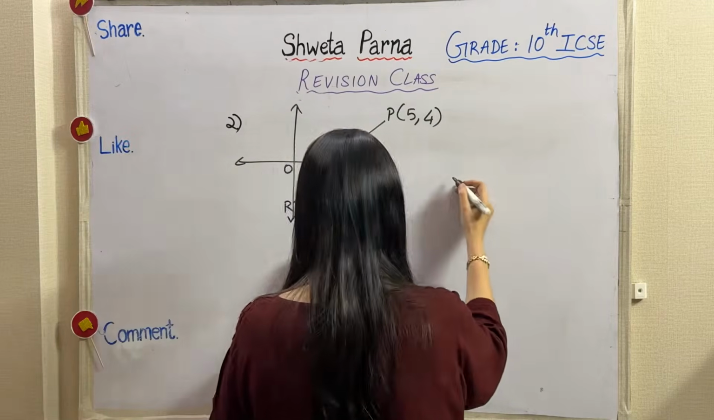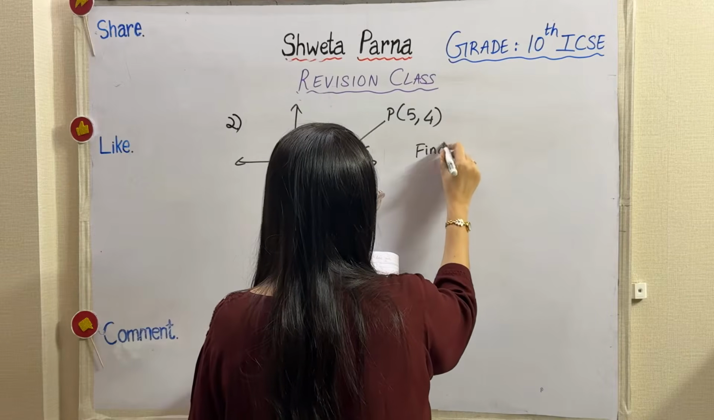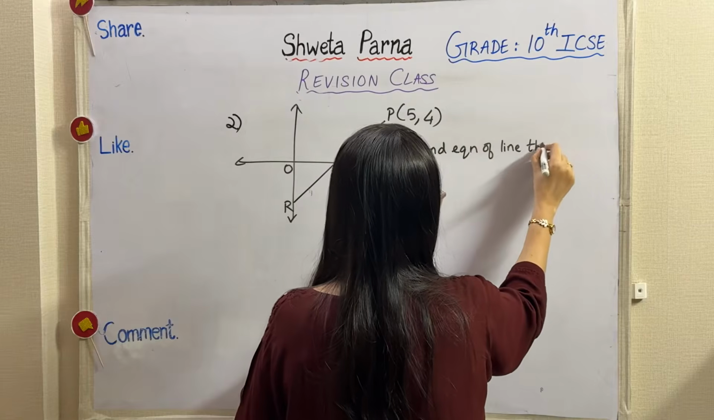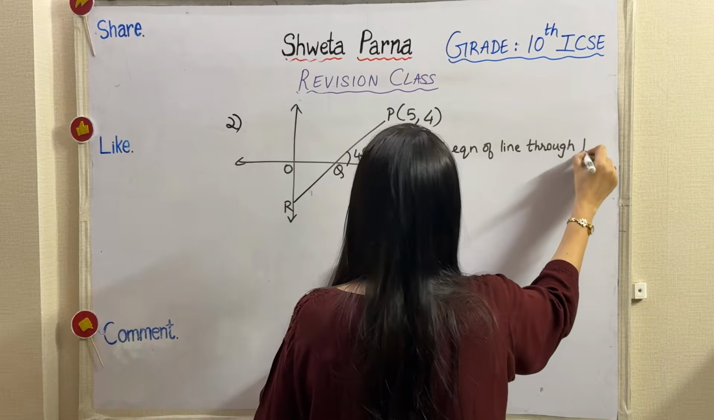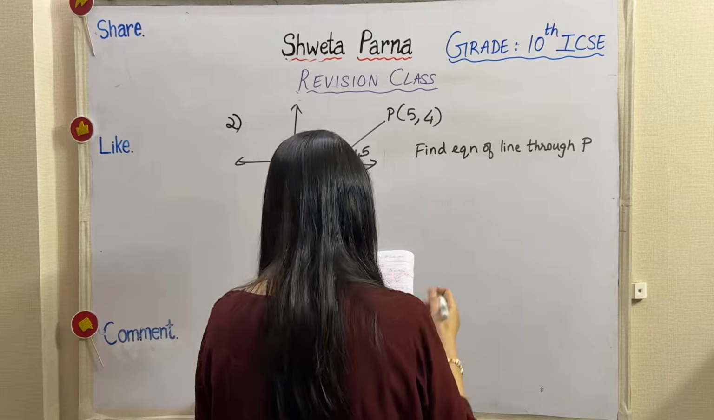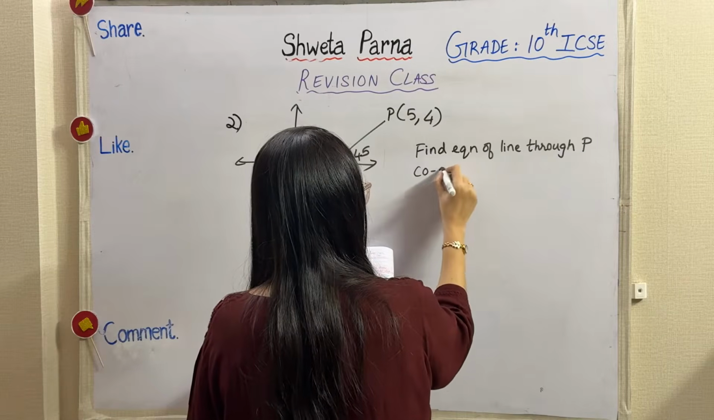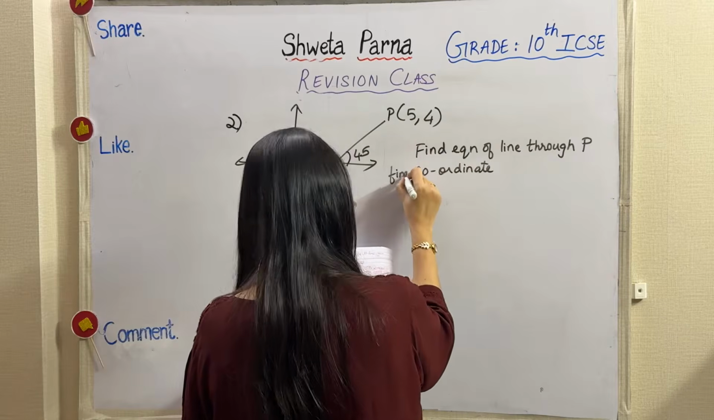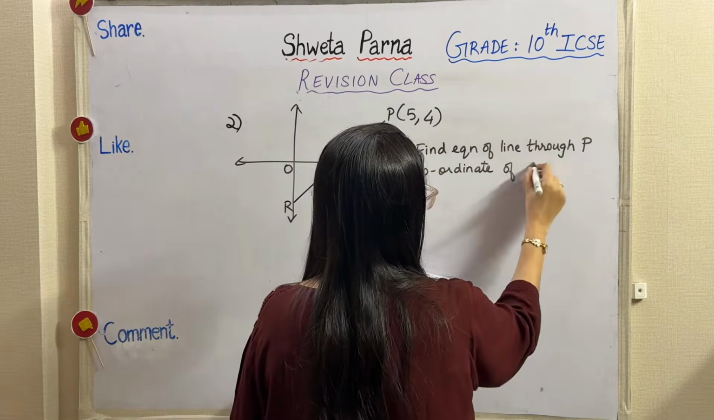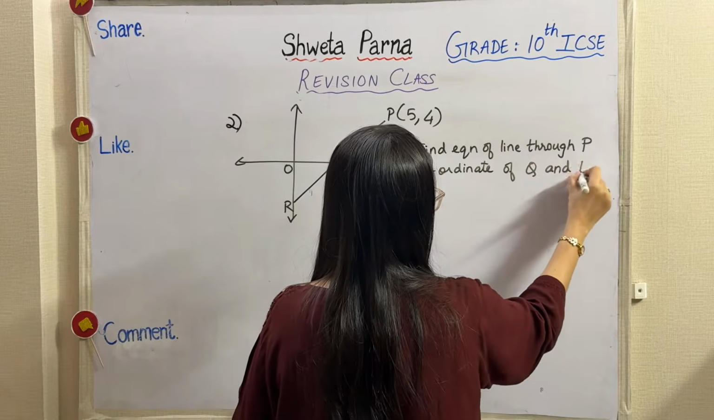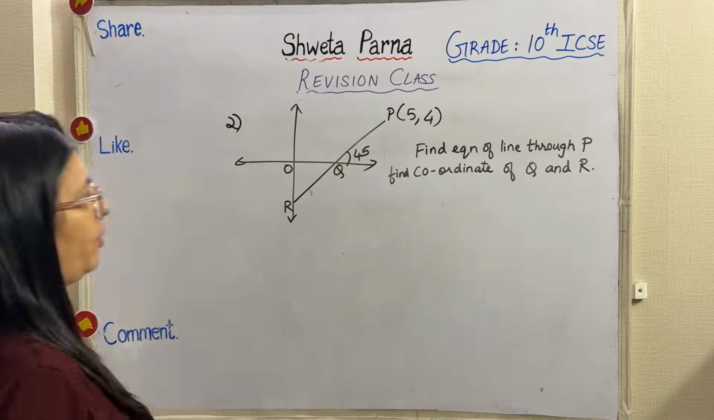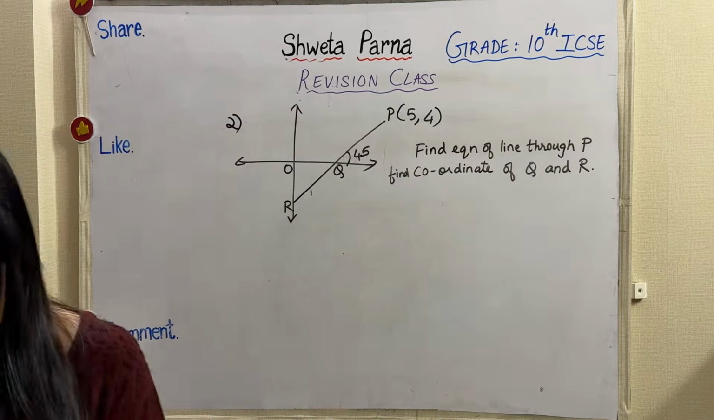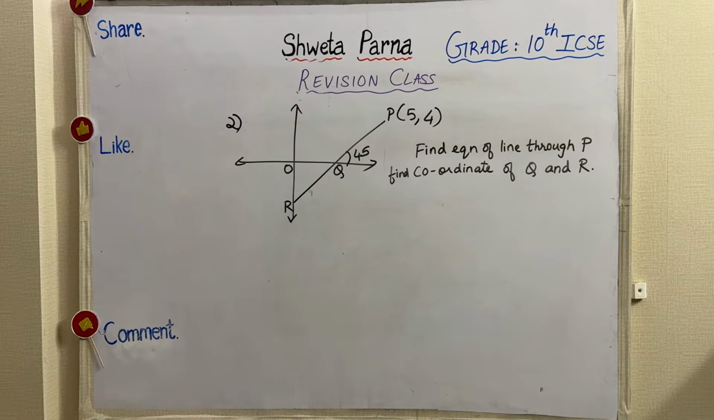Now the question is, you have to find the equation of a line through P, that means the line is passing through P, and find the coordinates of Q and R. Find the equation of a line passing through P and find the coordinates of points Q and R. Come on, do it.